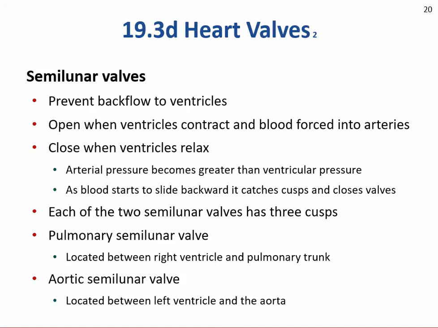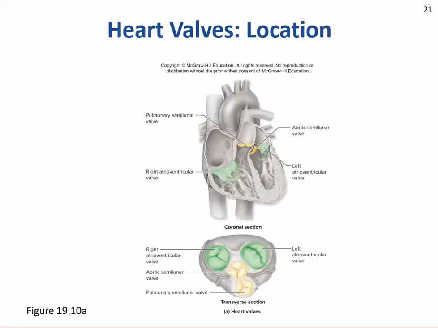So the semilunar valves, they open when the ventricles are contracting, and they close when the ventricles are relaxing. So they each have 3 cusps, pulmonary and aortic. Again, the picture is self-explanatory. Tricuspid, mitral, aortic semilunar, pulmonary semilunar.